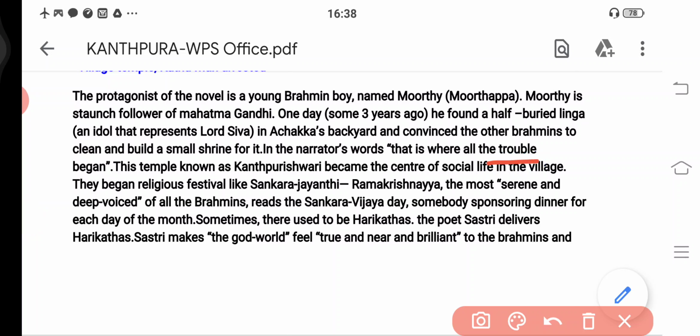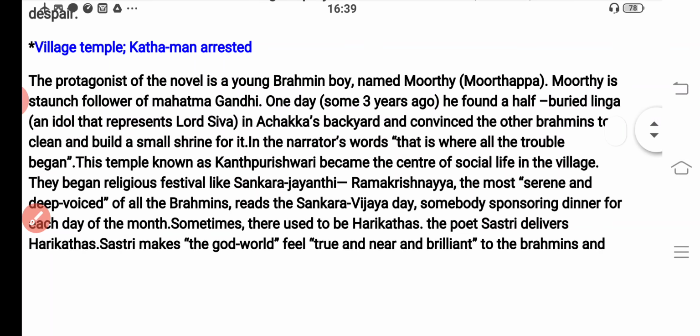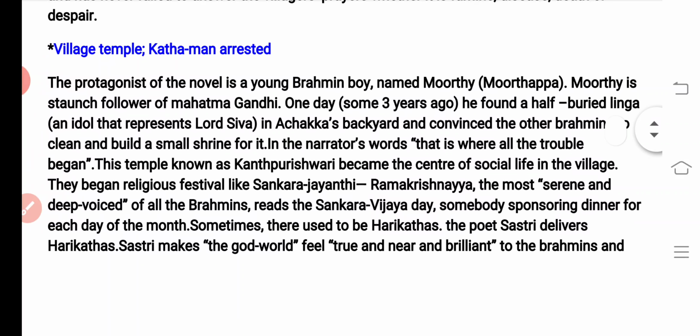This temple, known as Kanthapurishwari, became the center of social life in the village. This temple became the center of their life. They began religious festivals like Shankar Jayanti. Ramakrishna, the most serene and deep voiced of all the Brahmins, reads the Shankara Vijaya. Somebody sponsors dinner for each day of the month.